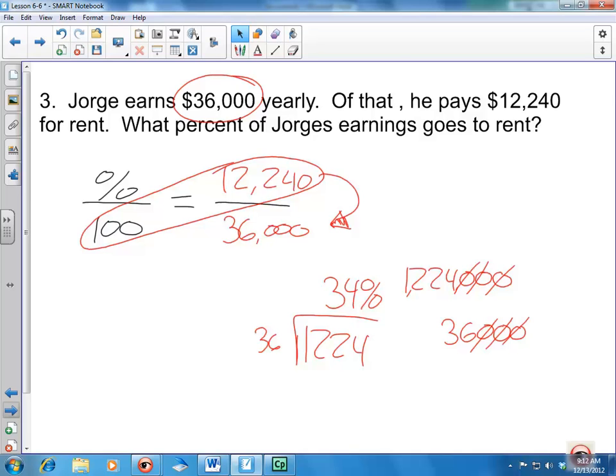Okay? Now, if you didn't set it up like this, you could have set up your part over your whole and just divided. You could have just done 12,240 divided by 36,000. The only difference is that'll give you a decimal, and you have to move your decimal over to make it back into a percent. But it'll still give you the same answer that we just got. Okay? All right. That's all there is to it. Not too difficult.